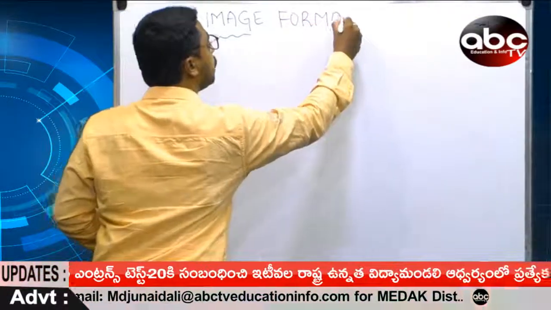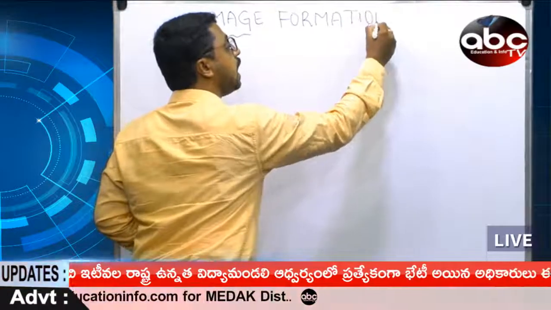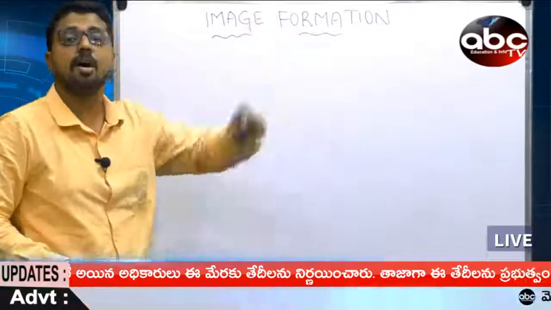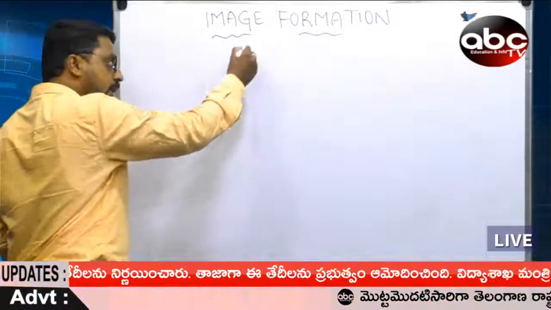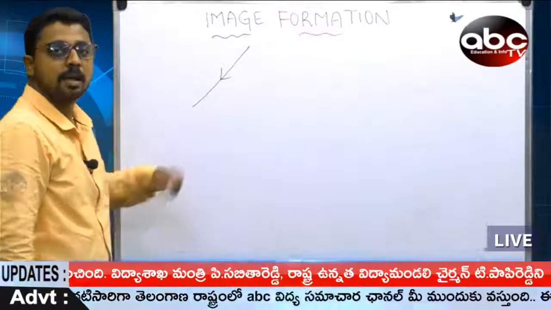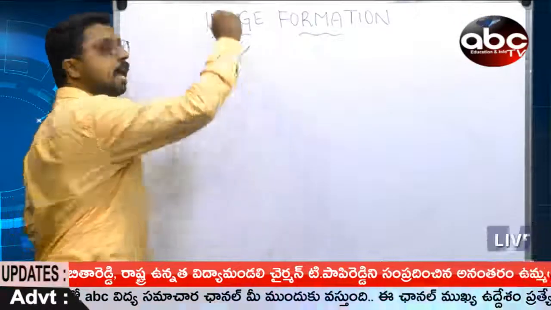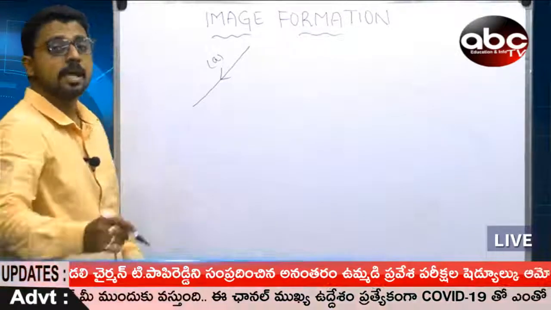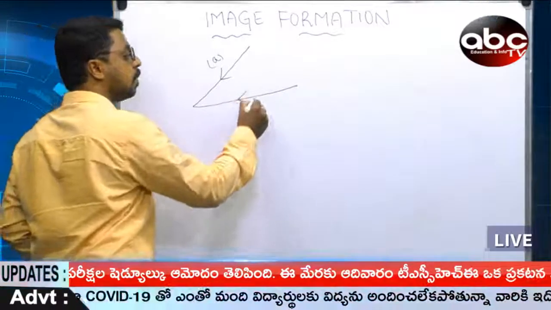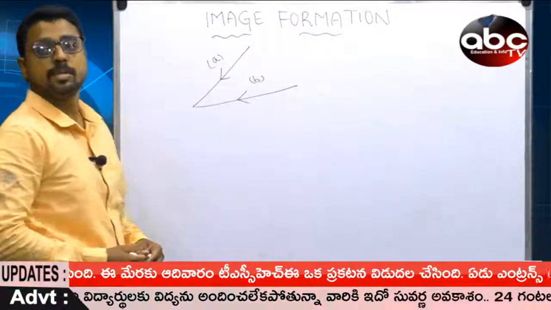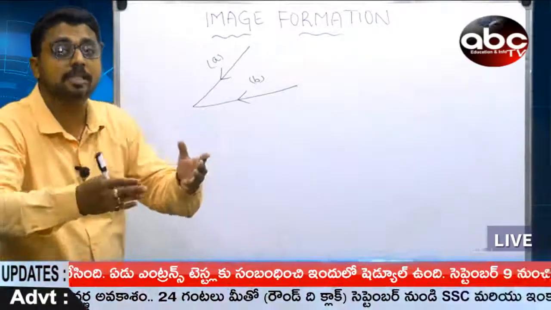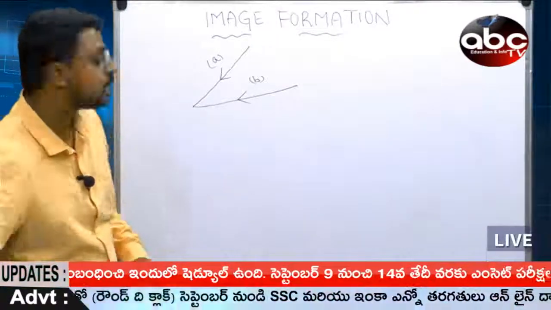Before going to the types of images, I would like to explain a small process: how the image is formed. Listen carefully. When an incident light ray is traveling like this, let us suppose this ray is called A. Whereas if another incident light ray is traveling like this, let us suppose this ray is called B. So these are the two incident light rays, and these are the two reflected light rays as a result of reflection. So what happened at this point?